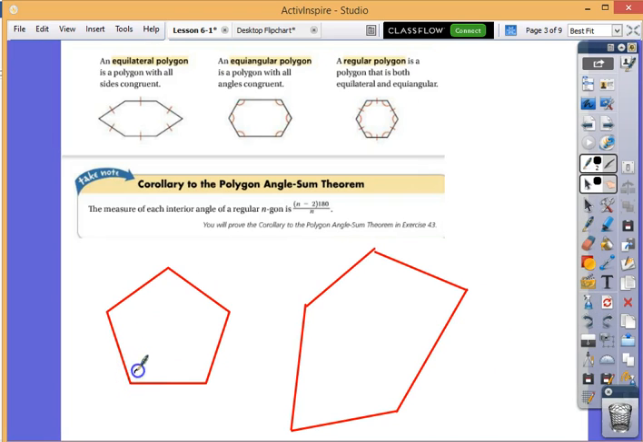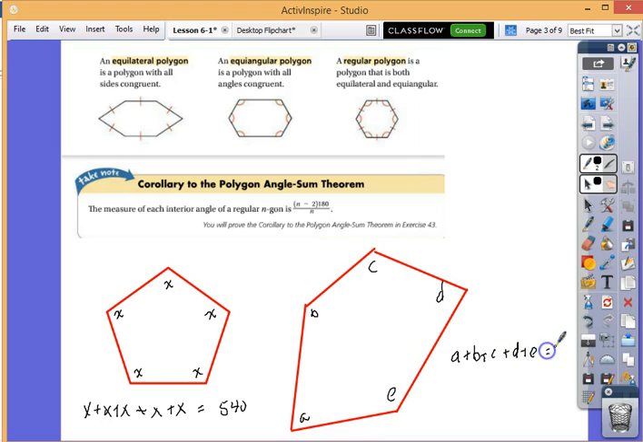So here, if this is regular, that means all the angles are x. So x plus x plus x plus x plus x is equal to 540. But here, if all the angles are not the same, then this would be A, B, C, D, E, and A plus B plus C plus D plus E would equal 540. Well, in this equation, we just have one variable to solve for, and we can say that x is equal to 108. But in this equation, we've got 5 variables. I would need 5 equations to solve for 5 variables, 5 different equations.